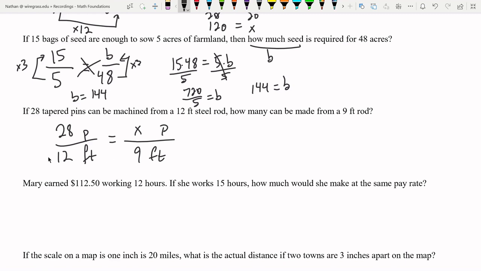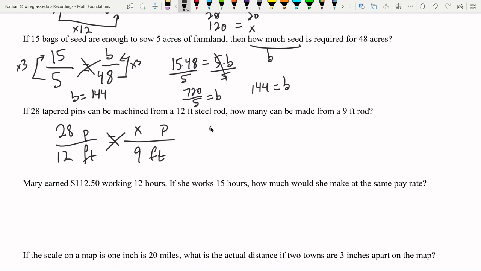So I can't see any easy relations. I can see that this one here really is 4/3, but that's not readily apparent. So what I would do here in this case is cross multiply and divide.